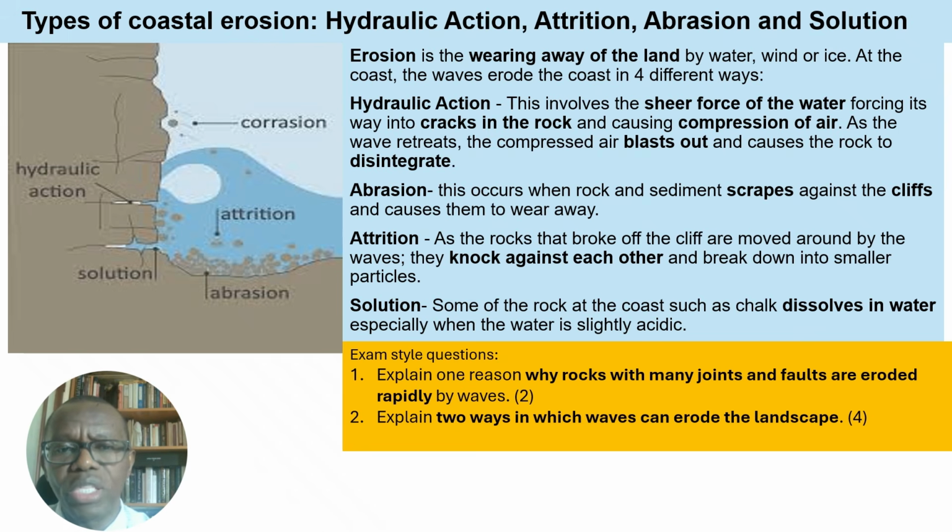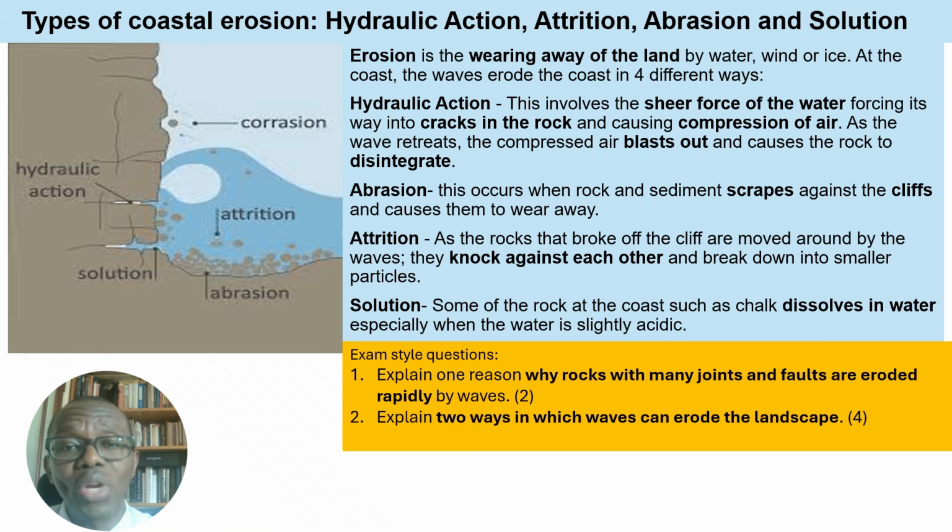And to begin with, it's important for us to talk about what erosion is. Erosion is the wearing away of land by water, wind, or ice. In this case, because we are talking about the coast, we are talking about the wearing away of the land by the waves. Okay, so what types of erosion are there then?